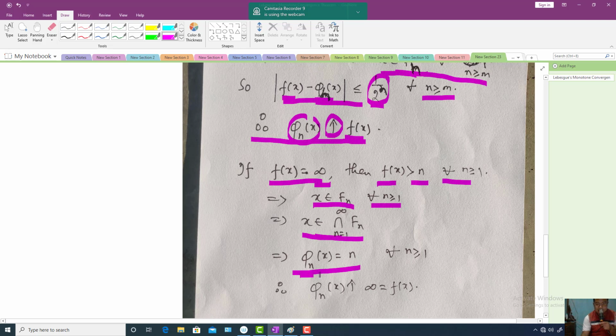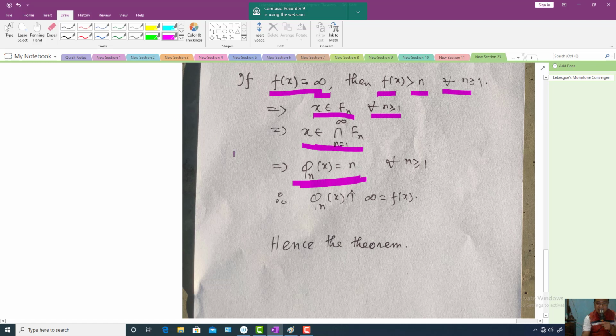All right, so that means what? This is quite obvious that phi n of x is equal to n, which converges toward infinity. In this case also, the sequence phi n of x is converging toward infinity, and it is monotonic increasing. Phi n plus 1 is equal to n plus 1, phi n plus 2 is equal to n plus 2, like that. So it is increasing and it is converging toward infinity, and that is the value of the function f of x. So in both the cases, finite and infinite, we are able to show that the sequence of simple measurable functions we constructed is increasingly converging toward the function f of x, and this is what we wanted to prove.